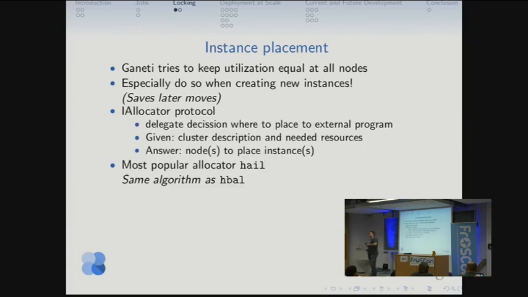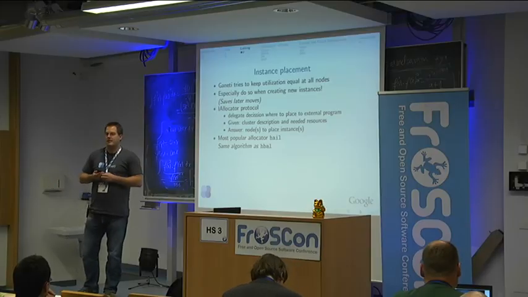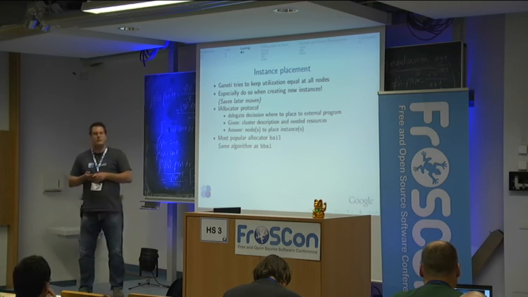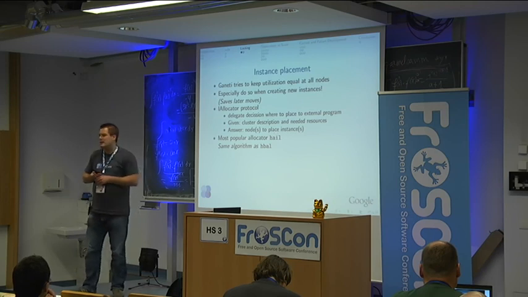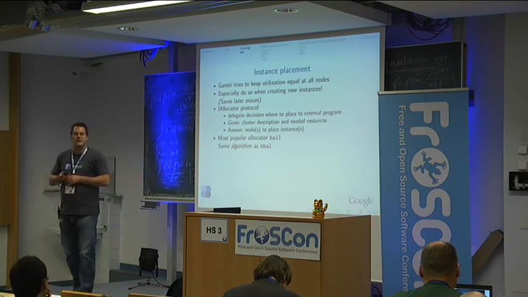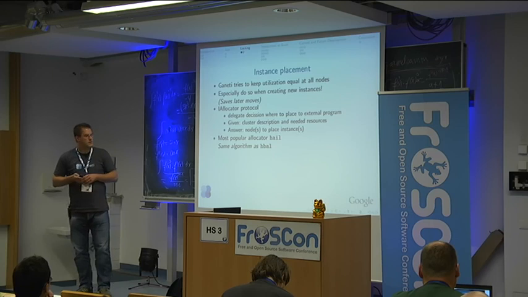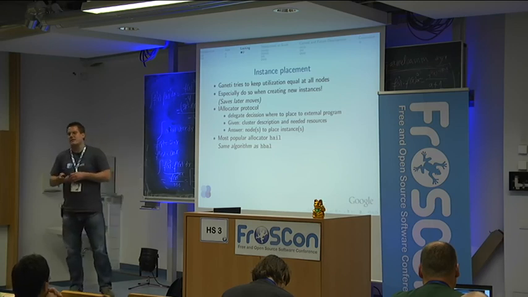And the way to do it is to, again, have an external interface to some program. The interface works like this: you call a program, you give a description of the cluster and the instance you want to place on the cluster and send it in some JSON encoding, and you expect to get out a message saying, well, place the instance here. Ganeti itself also ships with an instance allocation tool, which is called Hail. I think it's the most popular one among all Ganeti clusters. And it uses the same notion of balancedness as HBal we've already seen. And by same, I really mainly mean it takes the same library.